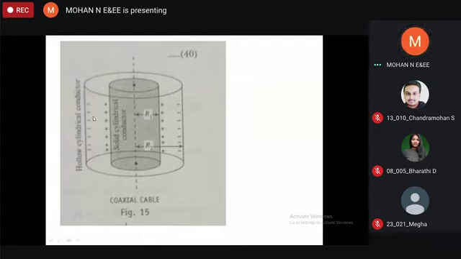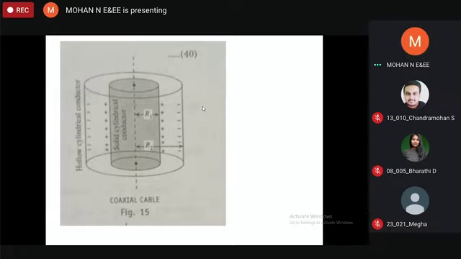Yeah. So there are two cylinders here. One is the solid cylindrical conductor that is inside, and the other one is a hollow cylindrical conductor. These two are coaxial. That means the axis of both the cylinders is the same.